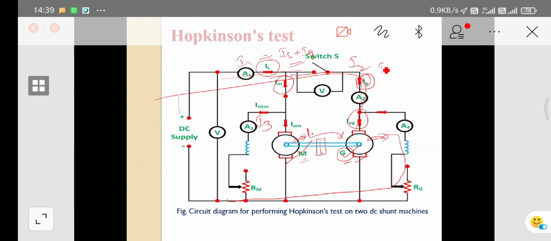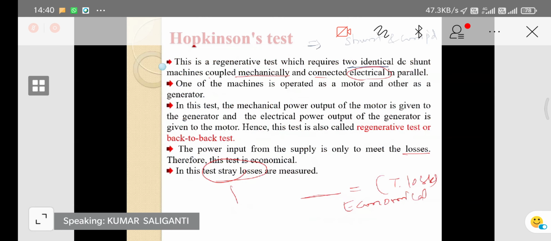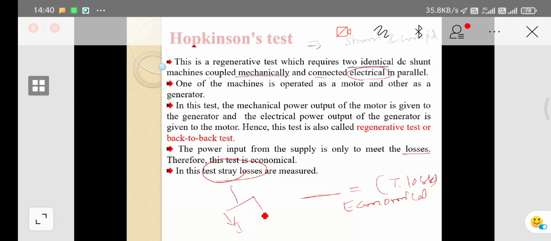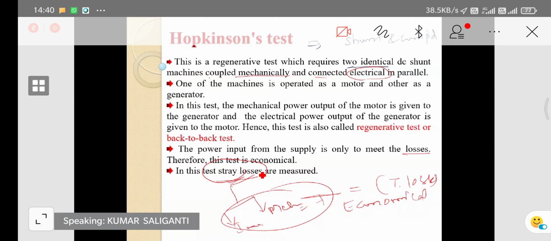You have to remember, in this stage the stray losses are measured. How to measure the stray losses, we are going to discuss based on the circuit diagram. The stray losses are nothing but the combination of iron or core losses and mechanical losses. Iron or core loss, along with the shunt field copper losses, makes the total losses constant. That is a different case. But the combination of iron or core losses and mechanical losses is what we call stray losses.